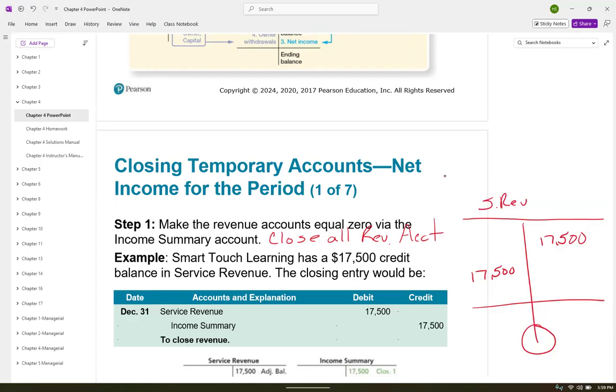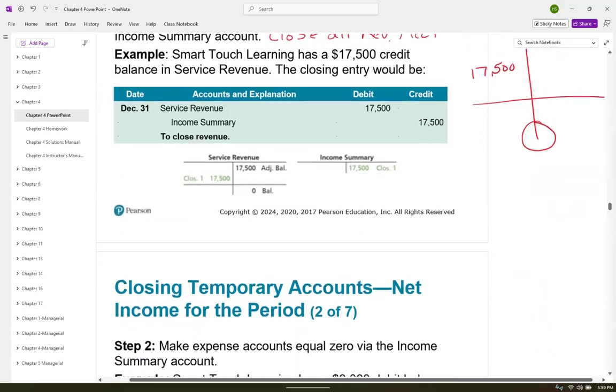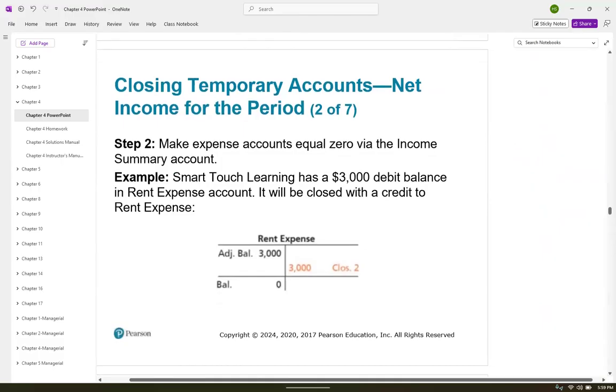We're not supposed to debit service revenue. We credit it. It has a normal credit balance. Yes, it does. And that's why we're debiting it because we're making it zero. Okay. We are going to close it to that income summary account. Hang on with me just a second. I'm going to draw a T account out for income summary here in just a minute, but let's go through and let's do the expenses.